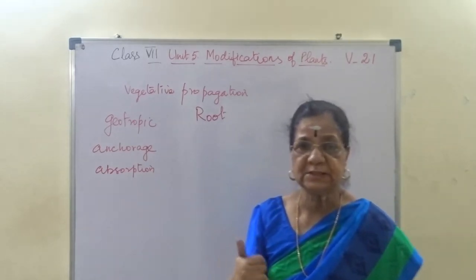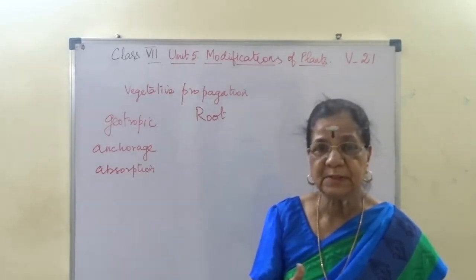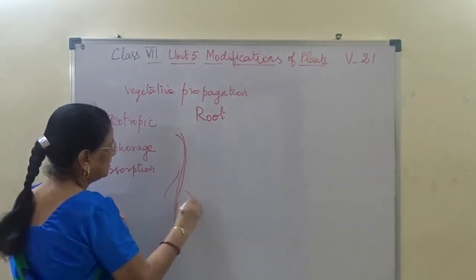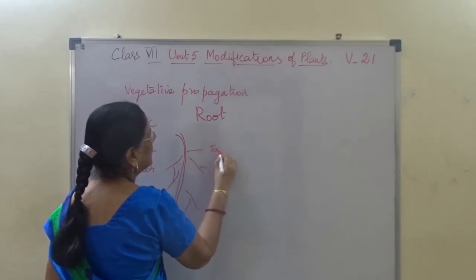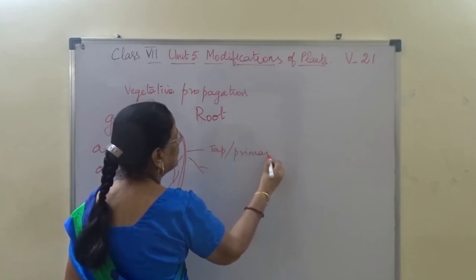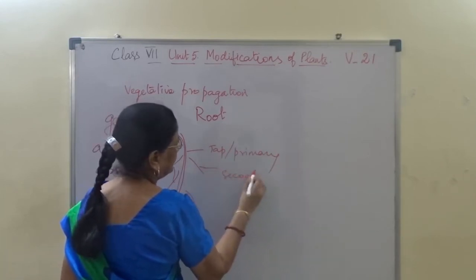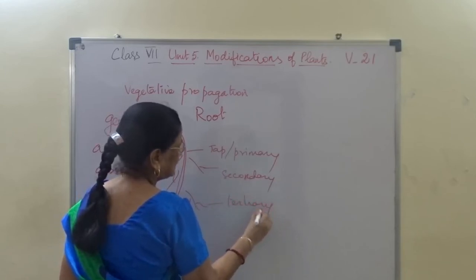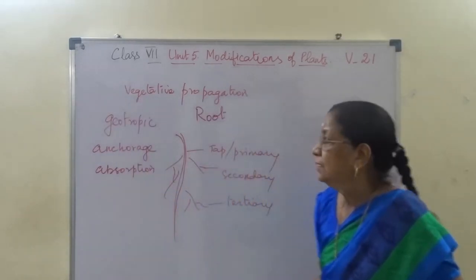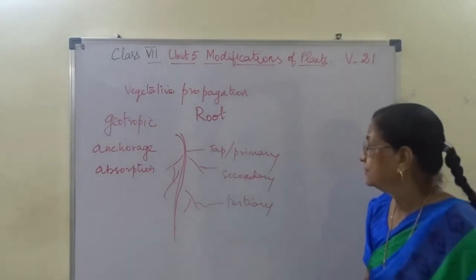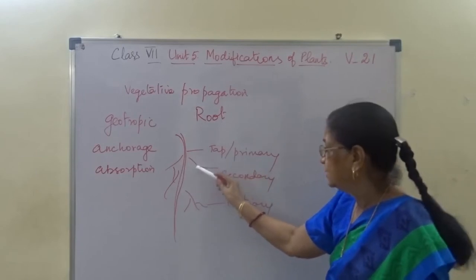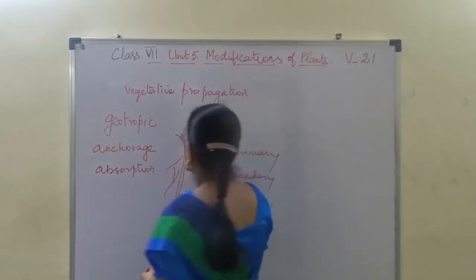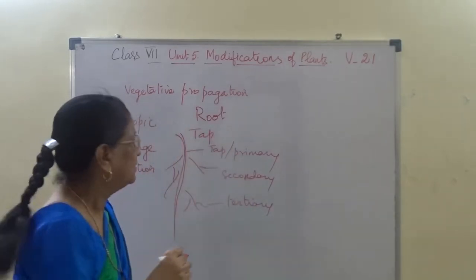Then the root system is of two types, taproot system and fibrous root system. What do you understand? In the taproot system, there is a central, thick primary taproot. From there arises secondary roots, which in turn give rise to tertiary roots. I hope you remember, from my 6th standard, 1st chapter. This forms the structure of the taproot system.